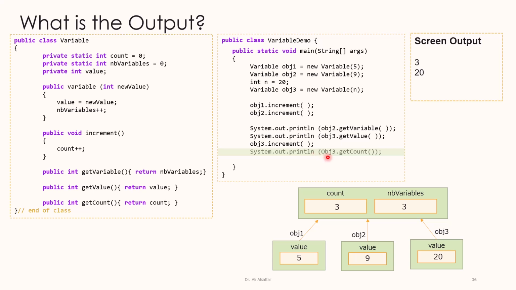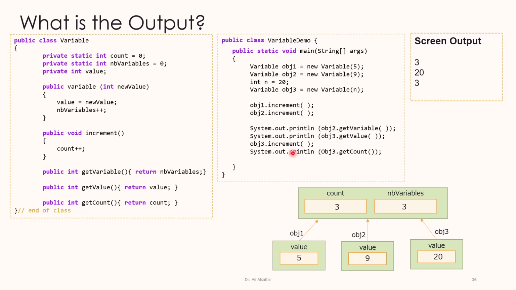Finally, we are calling the method getCount for object 3. This is the definition for getCount. It retains the value of count, and the value of count simply is equal to 3. So what will be printed on the screen? It will print the value 3.